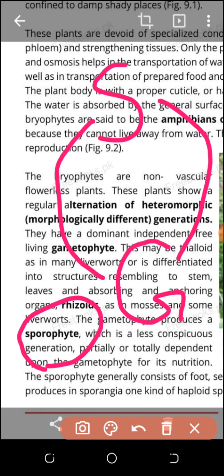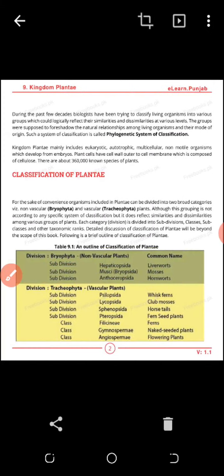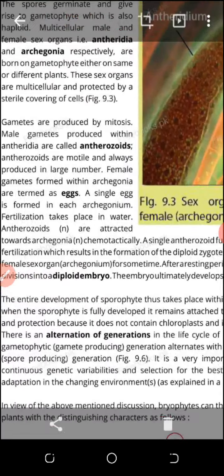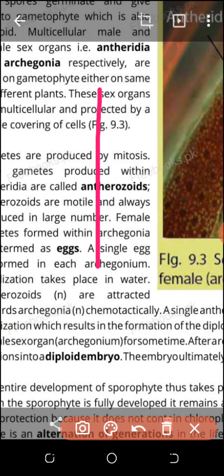Now because they live closer to water, true roots, true xylem, and true stem are not present because they are without vascular bundles. You know the definition of true stem, true root, true leaf, when vascular bundles are present. Their alternation of generation is very interesting. First of all, I will tell you about their sporophyte. Their sporophyte consists of three parts: foot, seta, and capsule.